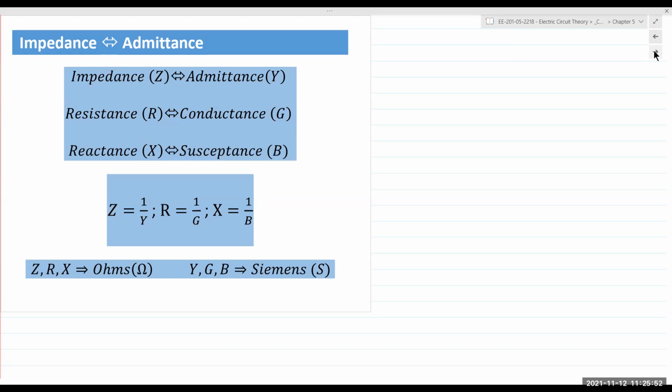Similarly, the reciprocal of reactance is known as susceptance, and the reciprocal of the total impedance Z is admittance. They are represented respectively by Y, G, and B. Units of impedance, resistance, and reactance are all ohms, whereas the units for Y, G, and B are all Siemens. Okay, named after the German physicist Siemens.